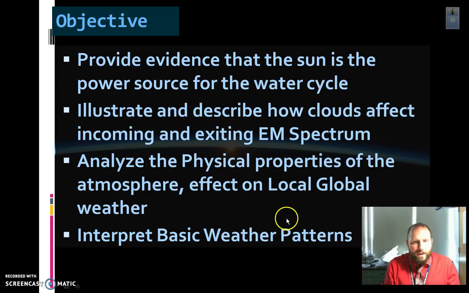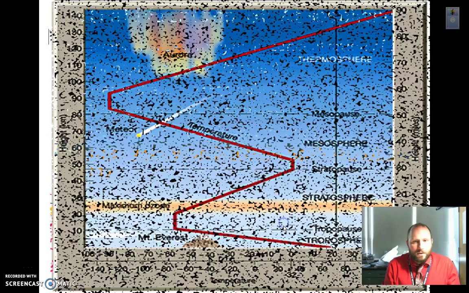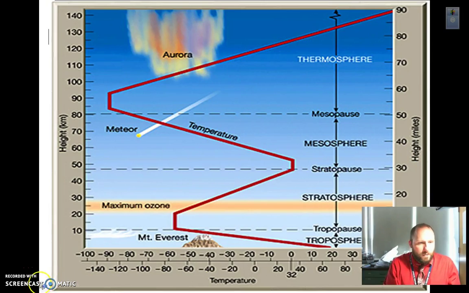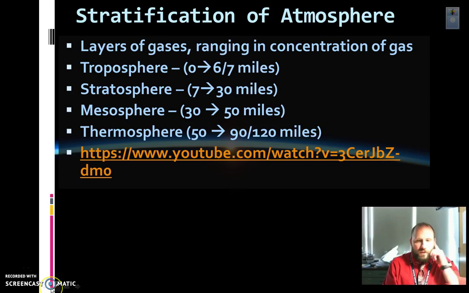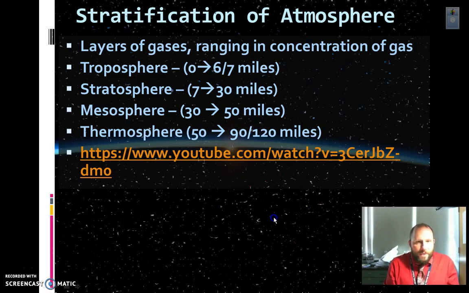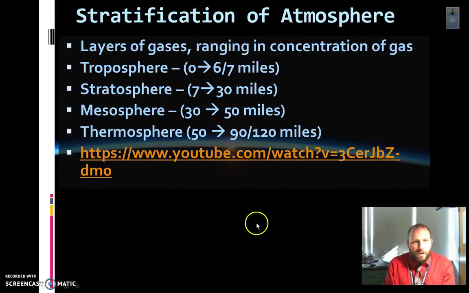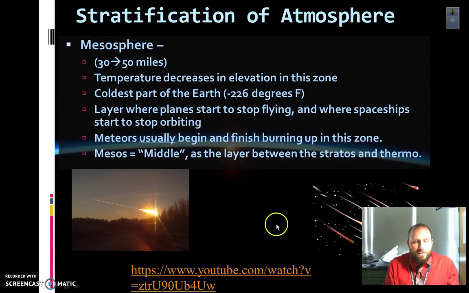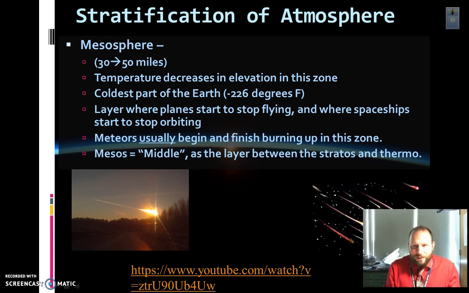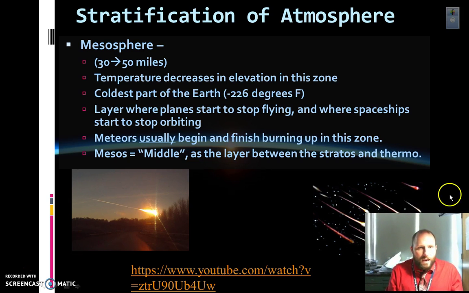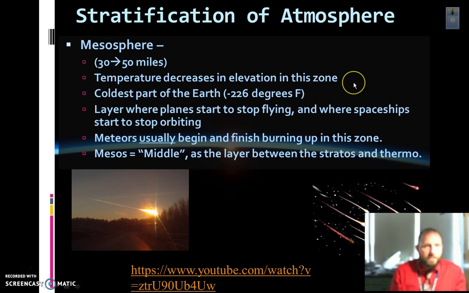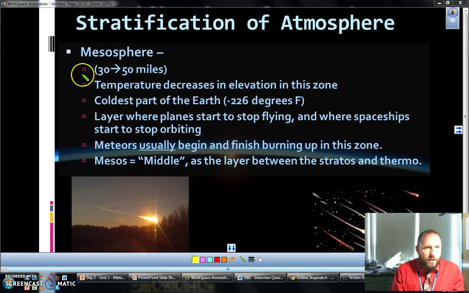Alright, so we're back here, and students, we've already tackled both the troposphere and the stratosphere. That leaves us with a discussion on the mesosphere. The mesosphere is basically the distance of 30 to 50 miles, and that runs right here. You want to put this into your notes, 30 to 50.